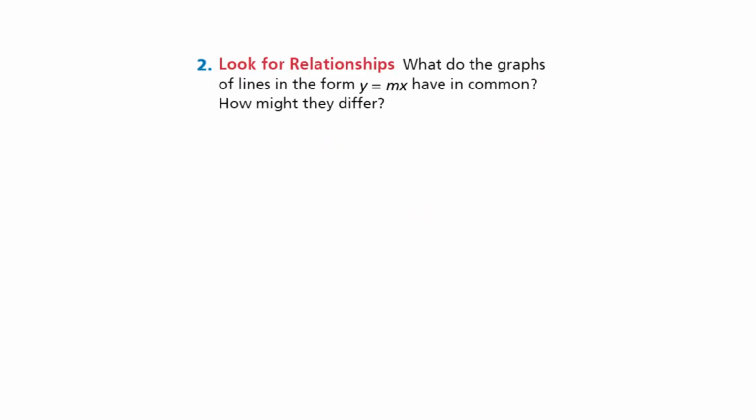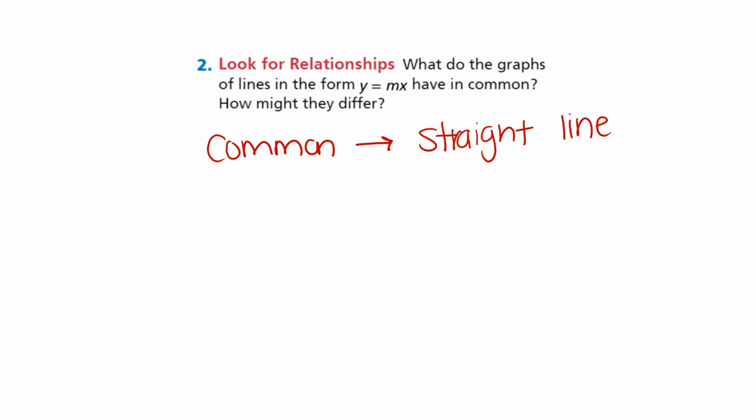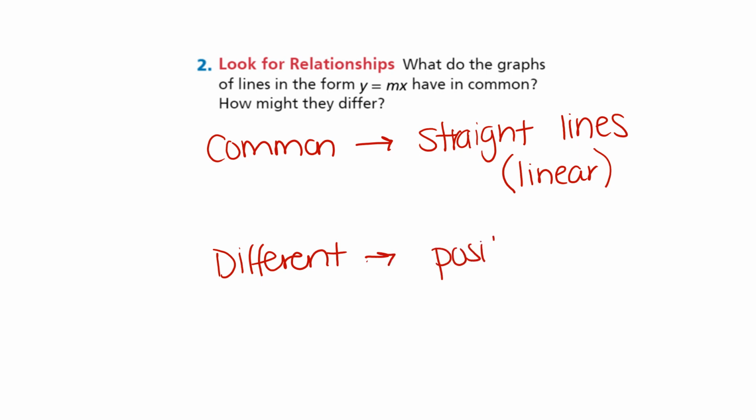What do the graphs of the lines in the form y equals mx have in common? How might they differ? What they have in common is that all the graphs are going to be straight lines, meaning they are what we call linear. What is different about them is that some may be positive and some may be negative.